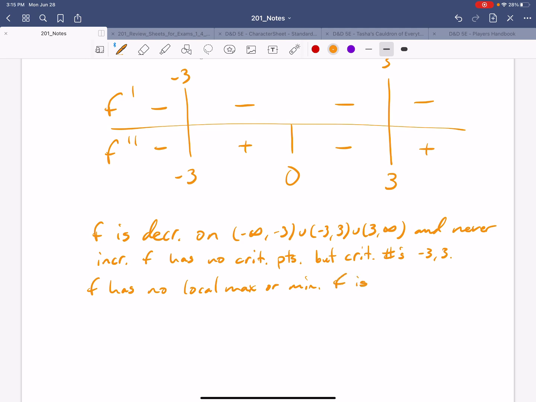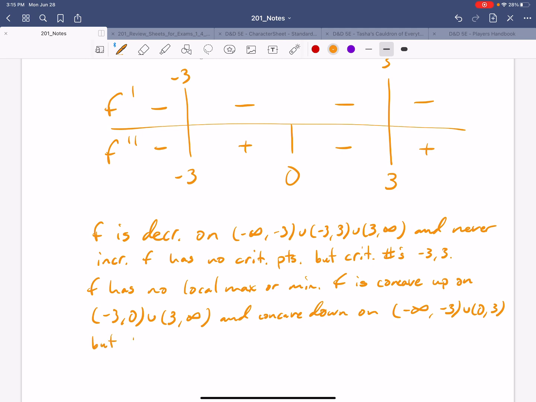F is concave up on, let's see, -3 to 0, union 3 to infinity, and concave down on, well, the other stuff, right? -infinity to -3, union 0 to 3. But has no inflection points.